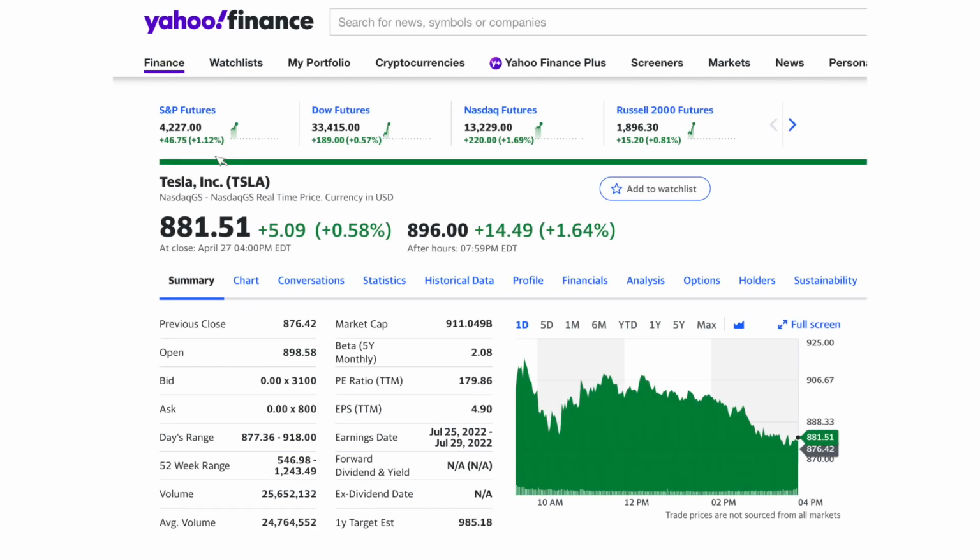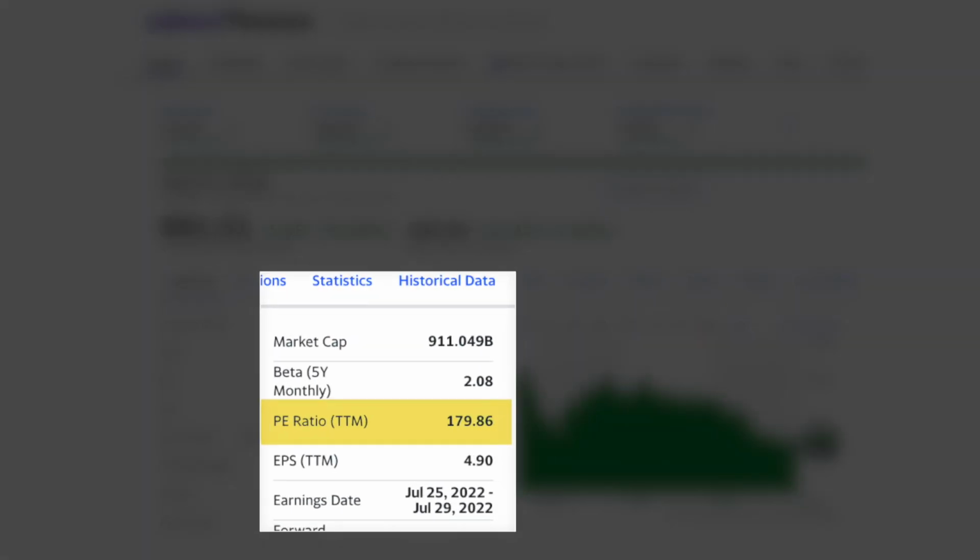Here, let's take a look at Tesla. Here we see the stock is trading for $881.51. So if we take the stock price and divide it by the earnings per share of $4.90, well, we get $179.90. And you see, Yahoo says that the PE ratio is 179.86. Well, that's pretty close. There's probably a little bit of rounding issue going on. But anyway, look, investors benefit by calculating the PE ratio in a few ways. First, they have a better idea of how cheap or expensive the stock is. And second, they know what multiple an investor is willing to pay for a company's earnings.